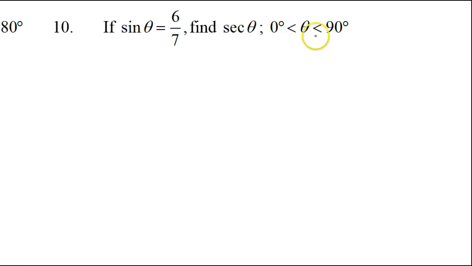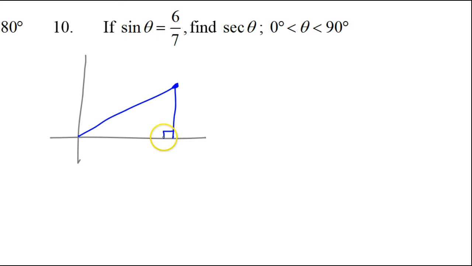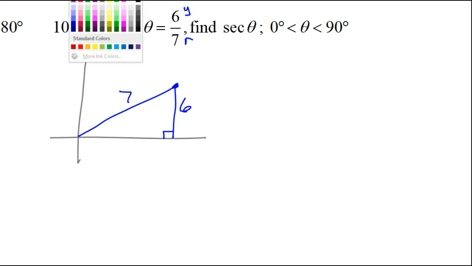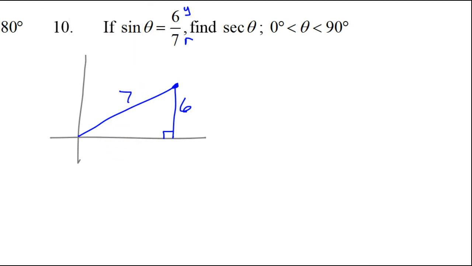We're between 0 and 90. That puts us in the first quadrant this time. So there's my first quadrant, and I'll just make my triangle like this. Now sine is y over r. So that means the y value is going to be 6, and the radius is 7. And so that just leaves the x value that we need to find. We're going to need that x value.